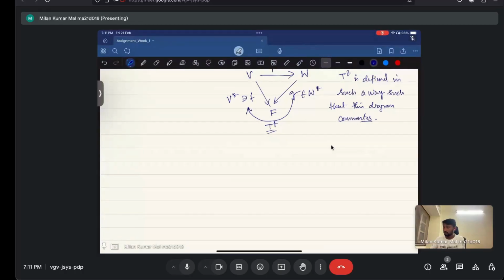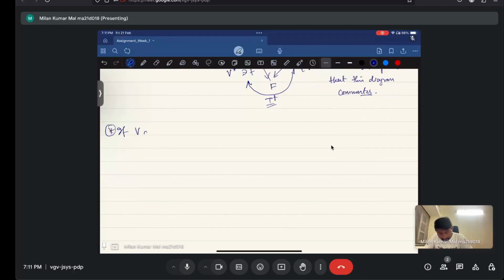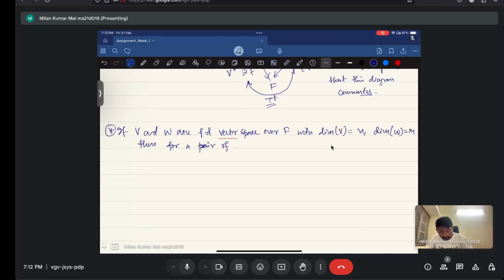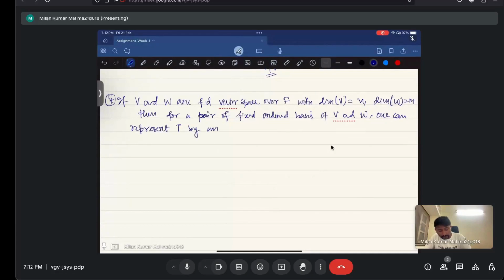Now we know that if V and W are finite dimensional vector spaces over the same field F with dimension of V equal to n and dimension of W equal to m, then for a fixed pair of ordered bases of V and W, one can represent T by an m by n matrix with entries from the field F.